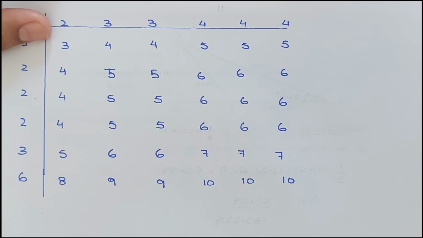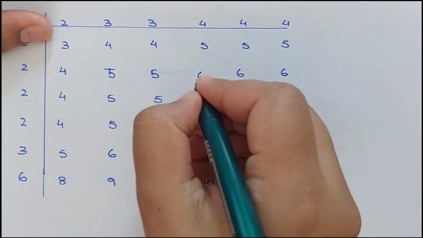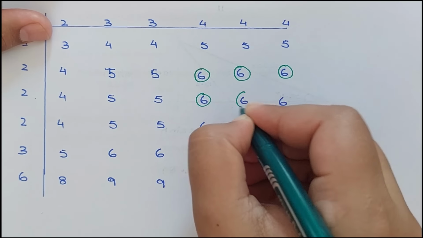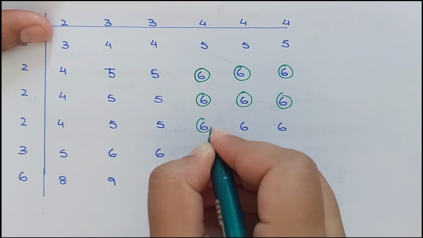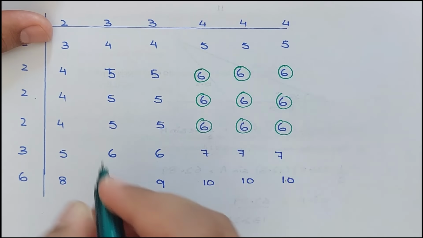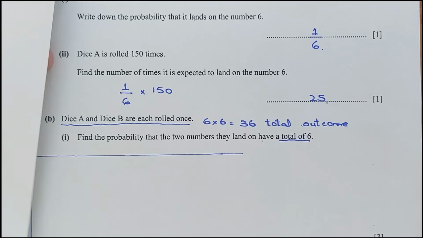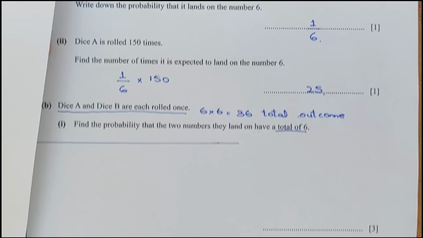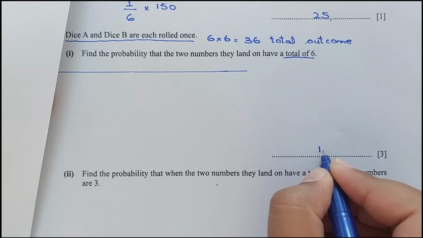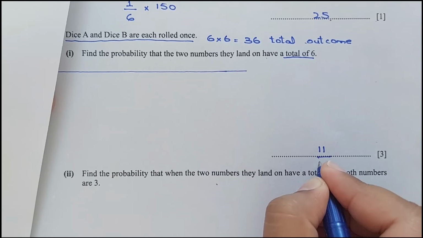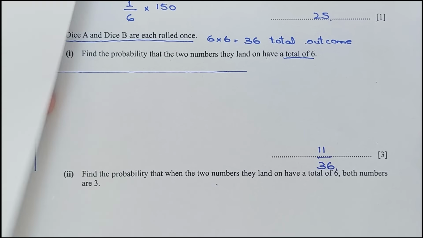Find the probability that the numbers they land on have a total of 6. So how many totals are 6? Counting them: 1, 2, 3, 4, 5, 6, 7, 8, 9, 10 and 11. So 11 are a total of 6 out of 36 outcomes. I hope this makes sense now.